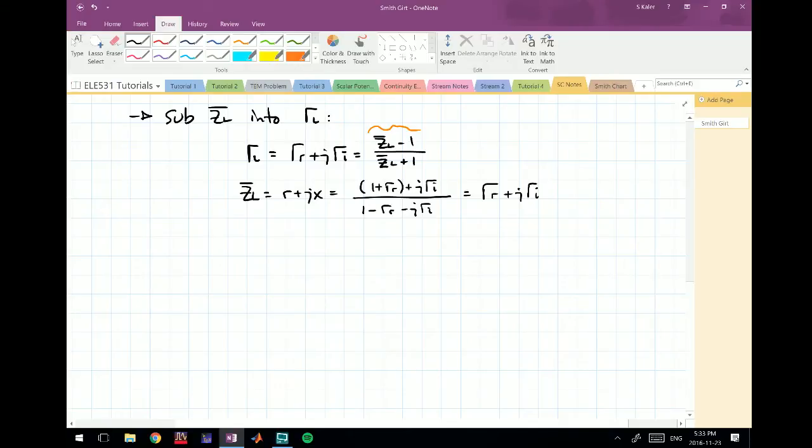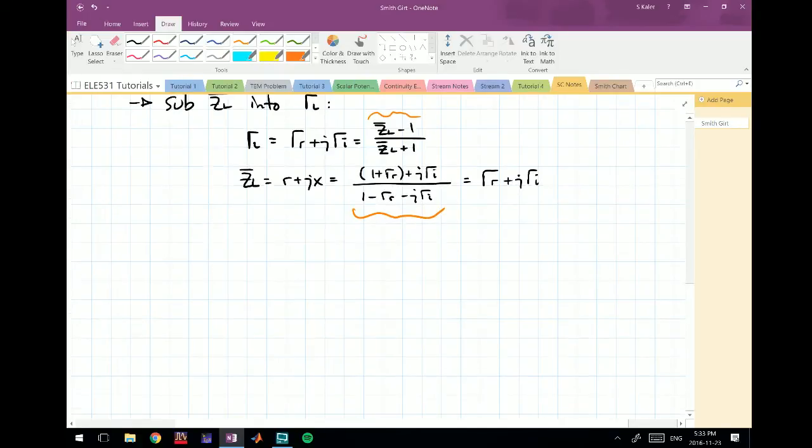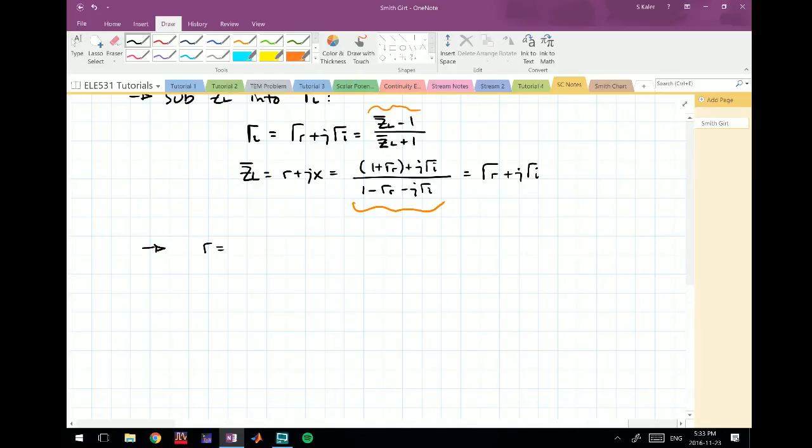So now, as a result, I'll take the real and imaginary parts of this expression here, and I'll equate them with R and X. So essentially, I'll have an expression for the normalized resistance, and an expression for the normalized reactance. If I take the real part of this ZL bar equation and the imaginary part and equate them with R and X, I will be left with the following equations. For R: gamma R squared minus gamma I squared divided by 1 plus gamma R squared minus 2 gamma R plus gamma I squared. And for X, I will have 2 gamma I divided by 1 plus gamma R squared minus 2 gamma R plus gamma I squared.